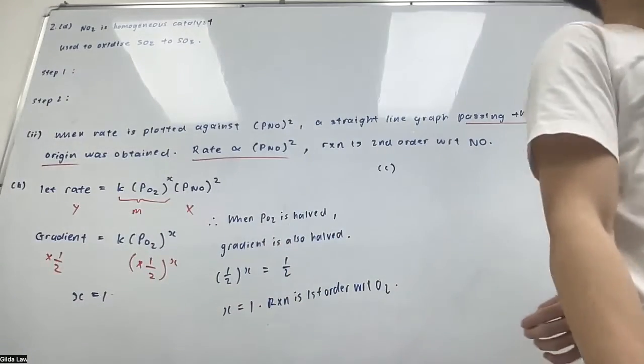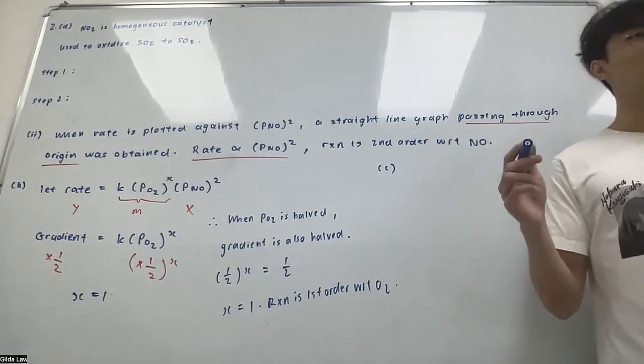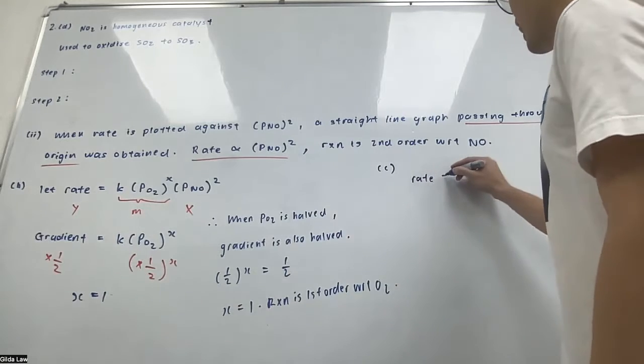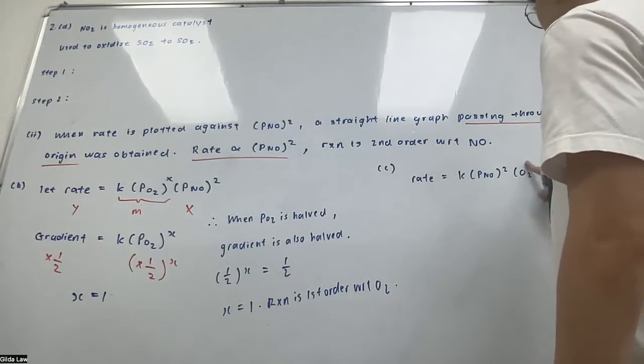Okay, maybe I'll give you guys a bit of a clue for part D. But perhaps let's look at part C first. For part C, the rate equation, I don't think this is that difficult, right? Your rate constant.